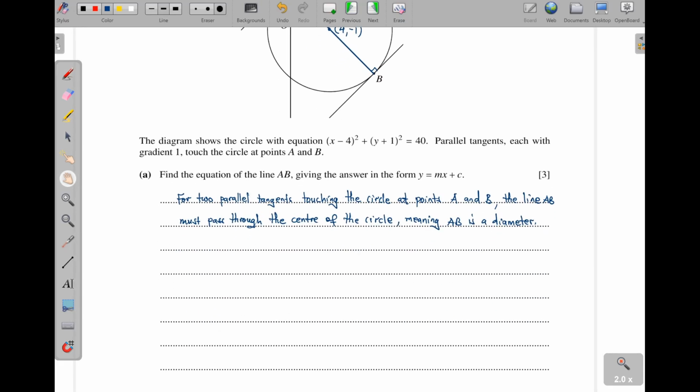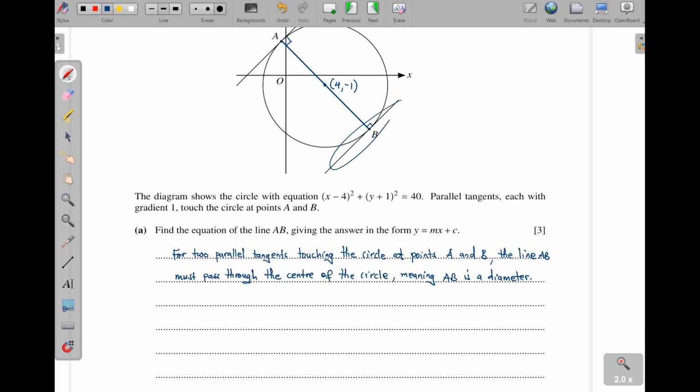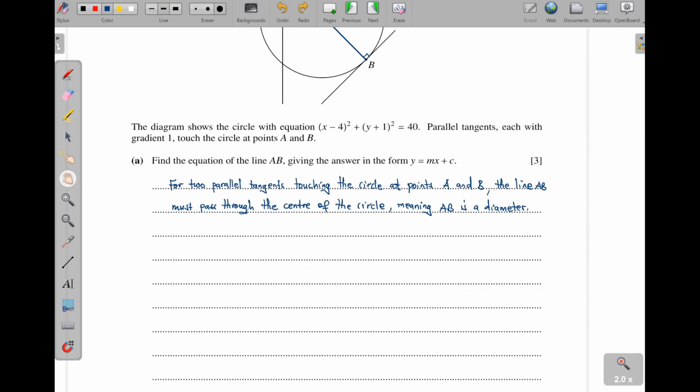So that is that. Now, we are going to have perpendicular lines. Remember, the gradient of this one is 1. So for perpendicular lines, we know that m1 times m2 is equal to -1. That means m2, which is going to be the gradient of AB, is going to be -1 over the gradient of this one, which is 1. So meaning we are having -1.